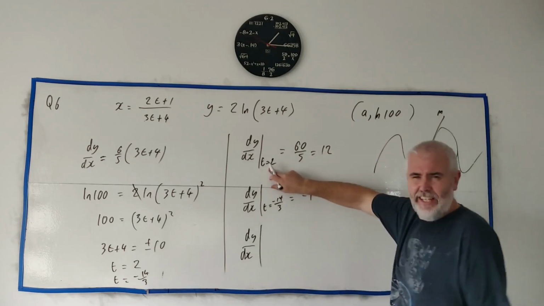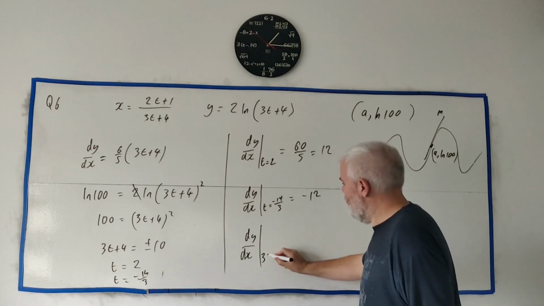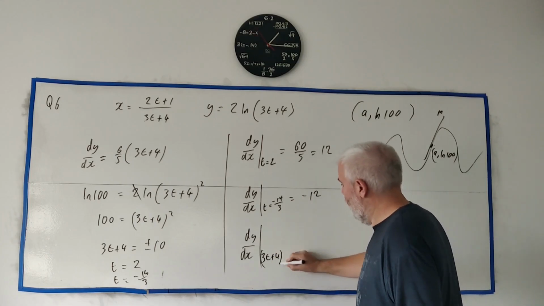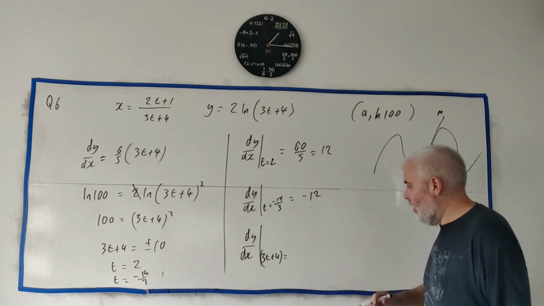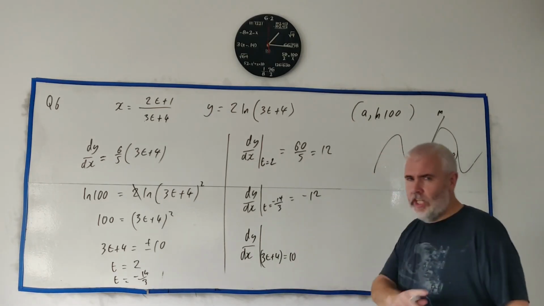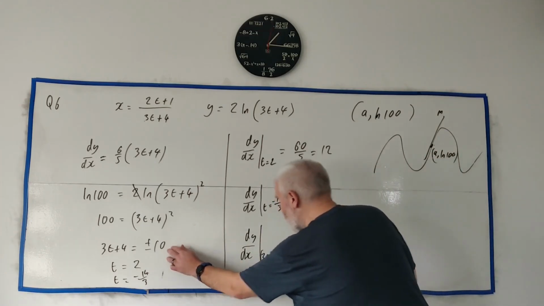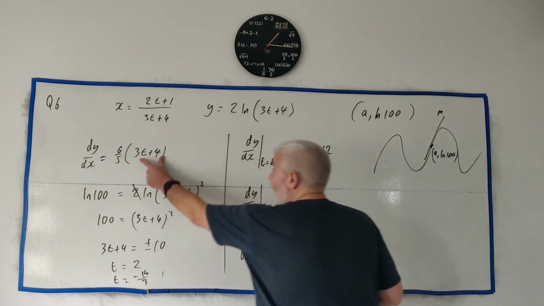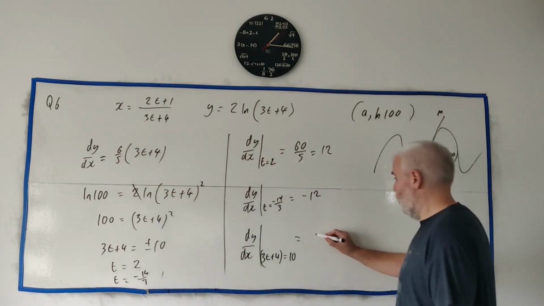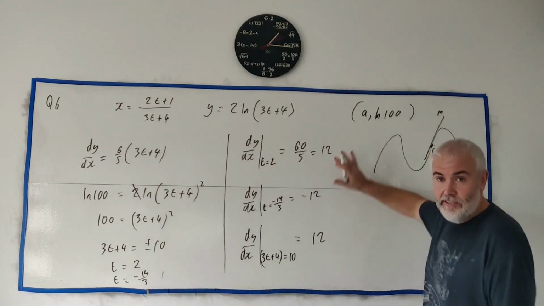You didn't have to put t in. You could have put 3t plus 4 in, and that's equal to 10 or minus 10. I'll let the cat out of the bag. It's only equal to 10. It's not equal to minus 10. Have a think why that is. I'll explain in a moment. This would be 10 times 6 over 5, which again is equal to 12. 12 is the correct answer here.